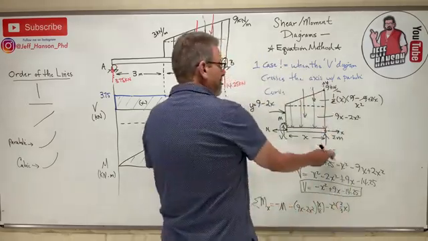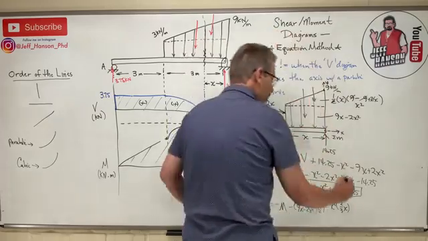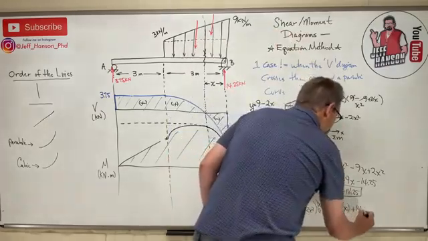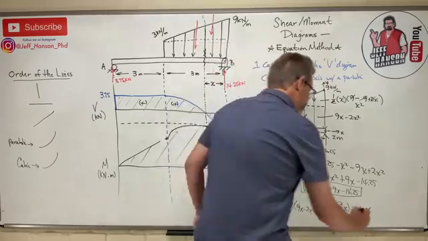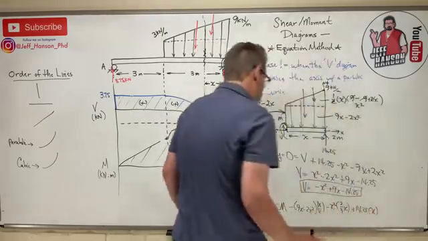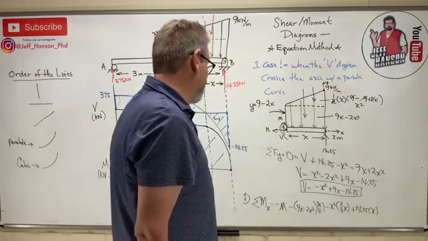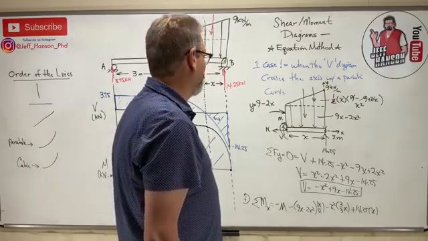Okay, and then I've got the 14.25, which rotates me positive, so plus 14.25 times how far away? X. Okay, so can we simplify that any? Yes. Let's simplify that sum.